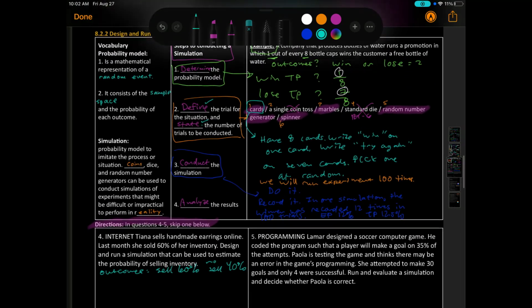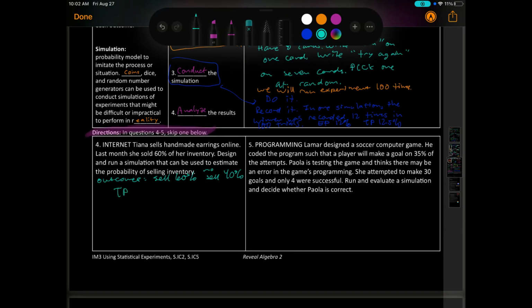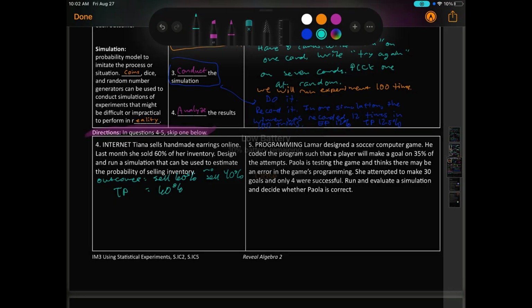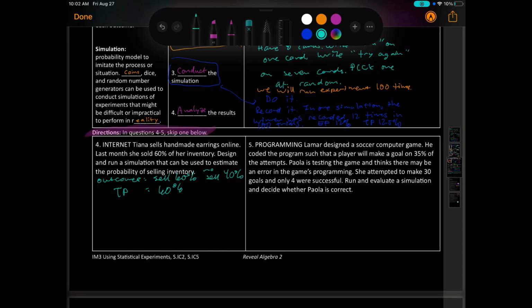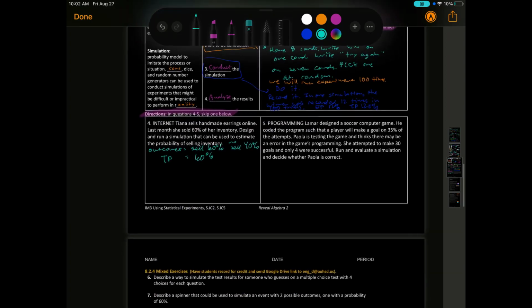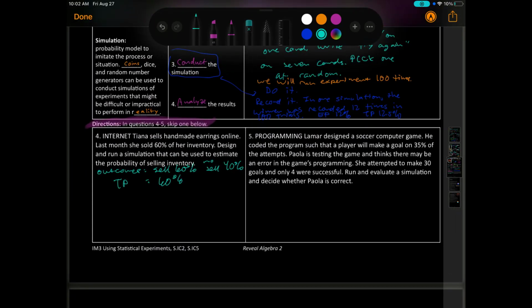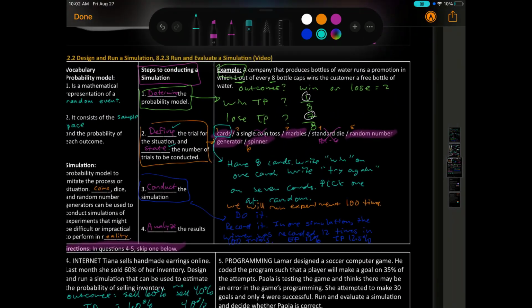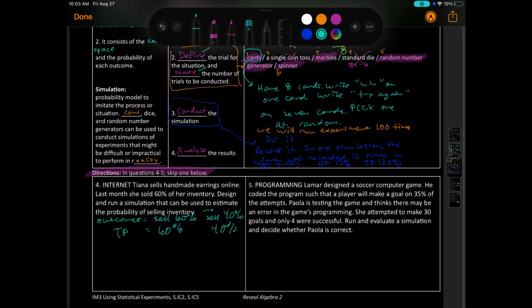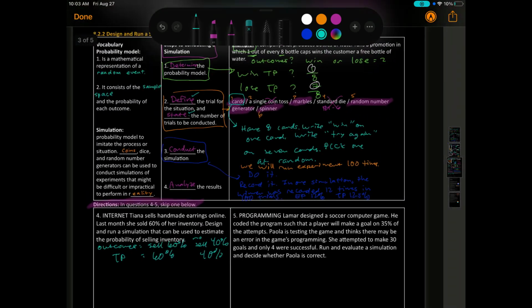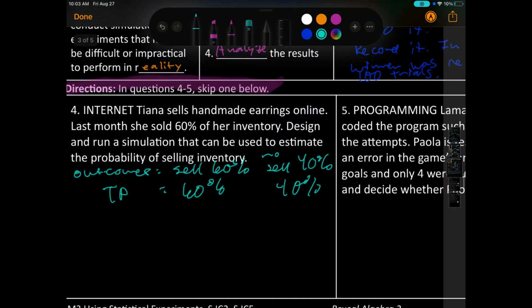What else do we got? Our theoretical probability is already 60%. And then experimental probability, that means a no sell would be at 40%. So we already kind of did that above. What else do we got to do? Okay, what would you guys use? You can use any of those. I don't know. Let's pick marbles. Let's just say marbles. Take 100 marbles.